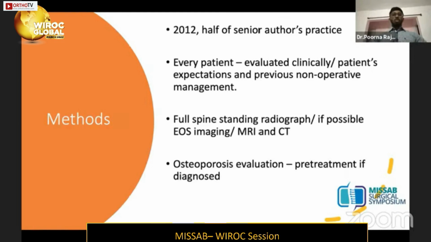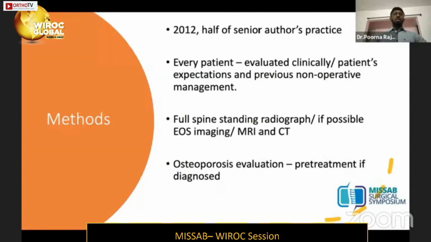And again, an important thing they did is that all patients with risk factors for osteoporosis were evaluated thoroughly with a bone scan, and if the T-score was worse than minus 2.5, they gave pre-treatment before advocating any surgical treatment.